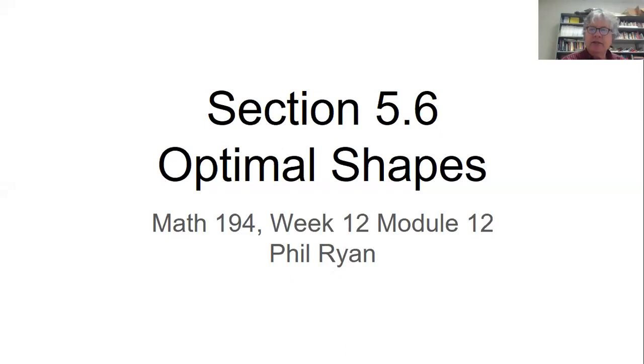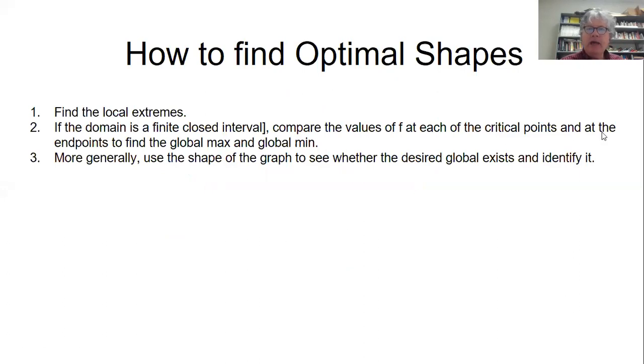This is just a continuation of the last module. So how to find optimal shapes. This is a problem of optimization. It's a problem of finding global minimums and global maximums. It's actually the problem of finding a global extremum. And we know how to do that. We find the local extremes.